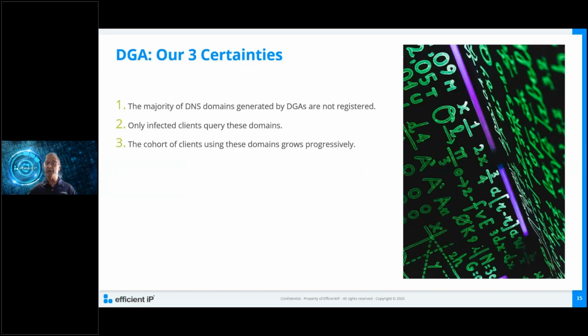Before we dive into detection of DGAs, there are 3 things we know about how DGAs behave. First, most DGA domains are not registered, as registering domains is costly, and only a small part of the domains are actively used to perform attacks. Second, only infected clients query these domains because they run the same DGA, resulting in identical queries. And last, over time, as malware and botnets spread within the enterprise network, the number of infected clients querying these domains progressively increases, reflecting the expanded impact of the infection.